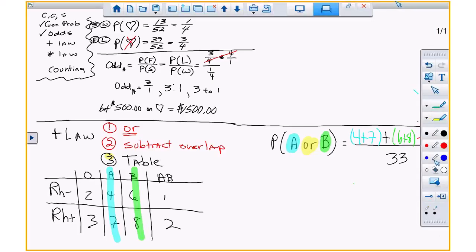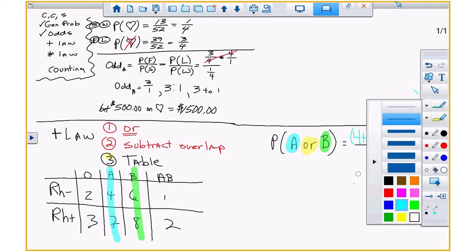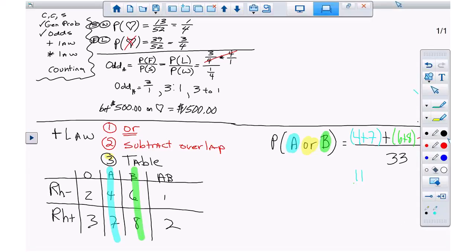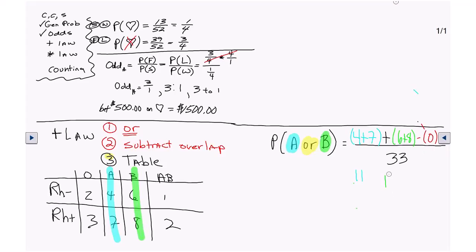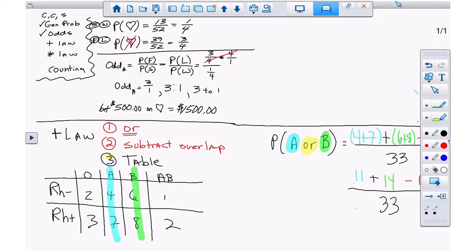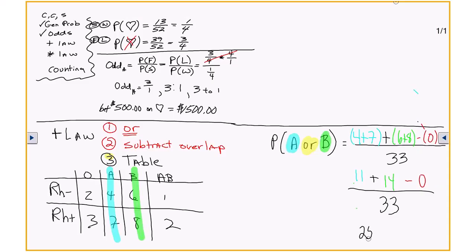So, 4 plus 7 is what? 11. And 6 plus 8 is 14. And minus 0 over 33. And 11 plus 14 is what? 25 over 33. And I don't care about the decimal right now. Change it into a decimal or a simplified fraction, depending on what the directions say. There, we just did the additive law.